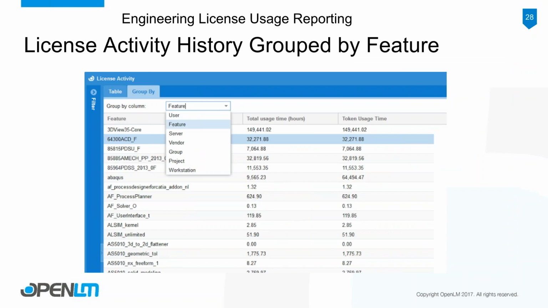Let's talk about usage. This time from a different point of view. We looked earlier at operational reports on a granular level. Now we'll take a look at consolidated usage statistics or trends. This is the license activity report, what you're seeing here, and it is grouped by feature. You can compare total usage time and token usage in a set period of time for different features, users, vendors, and more. So you can select, for example, to show the usage time per project, and you can bill according to that project, or per organizational group, then you can bill them accordingly.